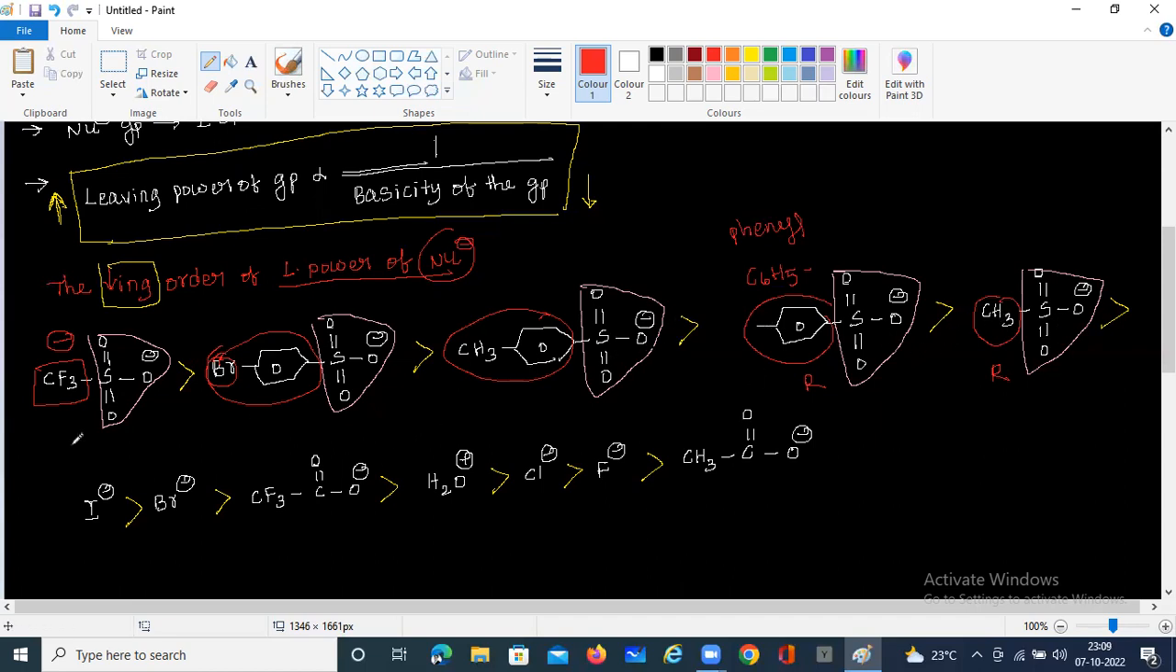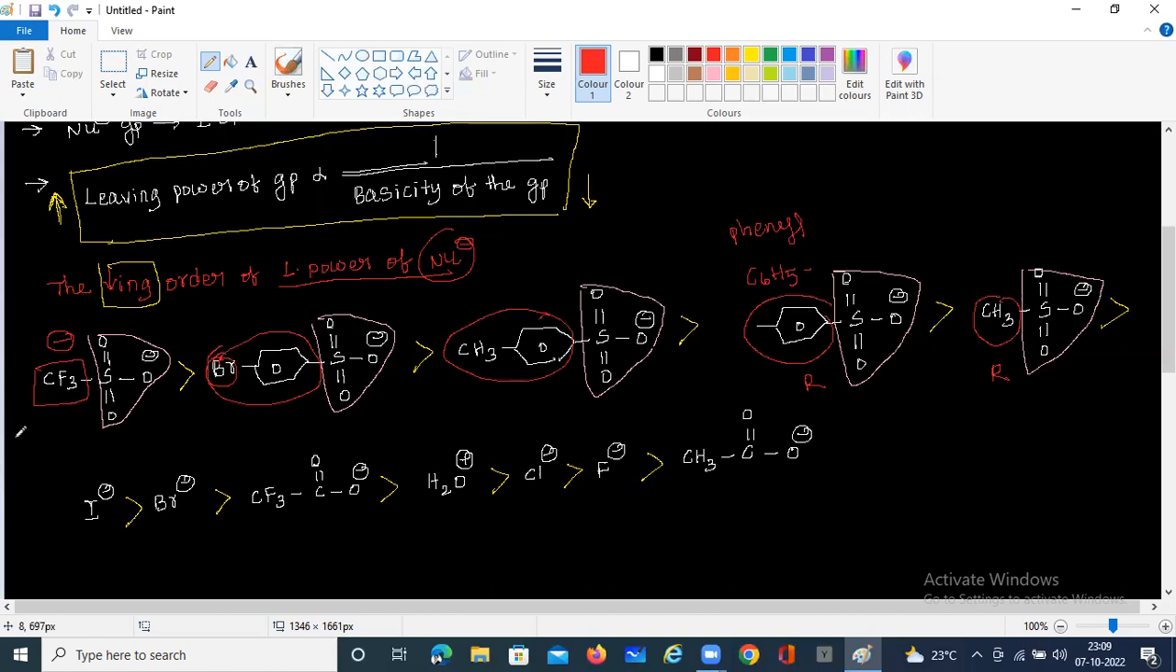So what is the order? CF3 of SO3 minus, bromobenzene of SO3 minus, toluene of SO3 minus, next phenyl of SO3 minus, and methyl of SO3 minus. This is the decreasing order. Once again, please pause the video and practice in the same manner. First draw SO3 minus, that is S double bond O and O minus, five times.